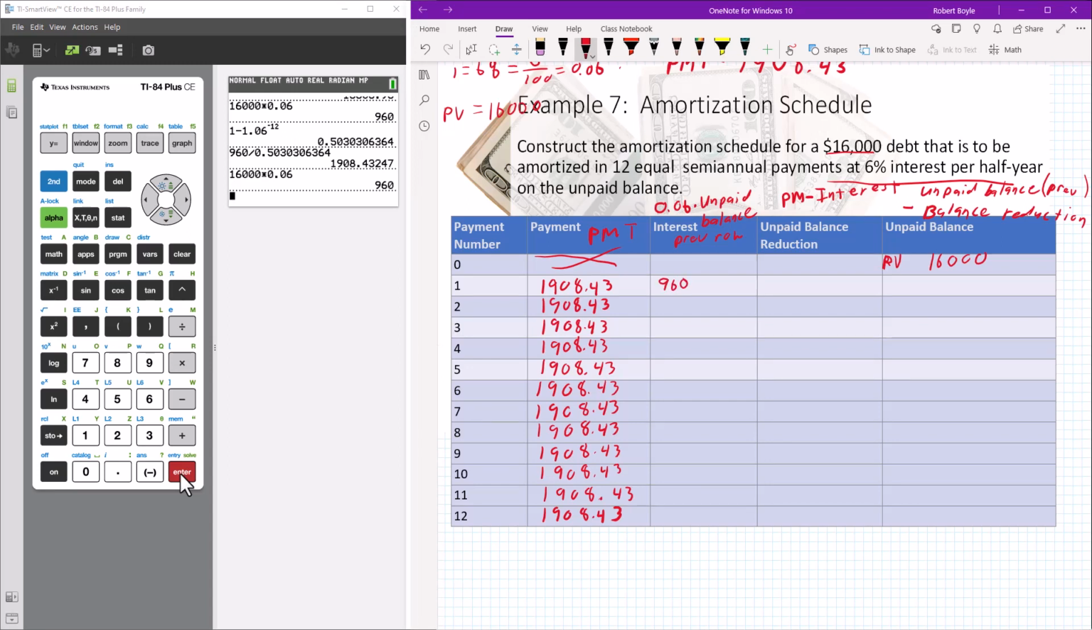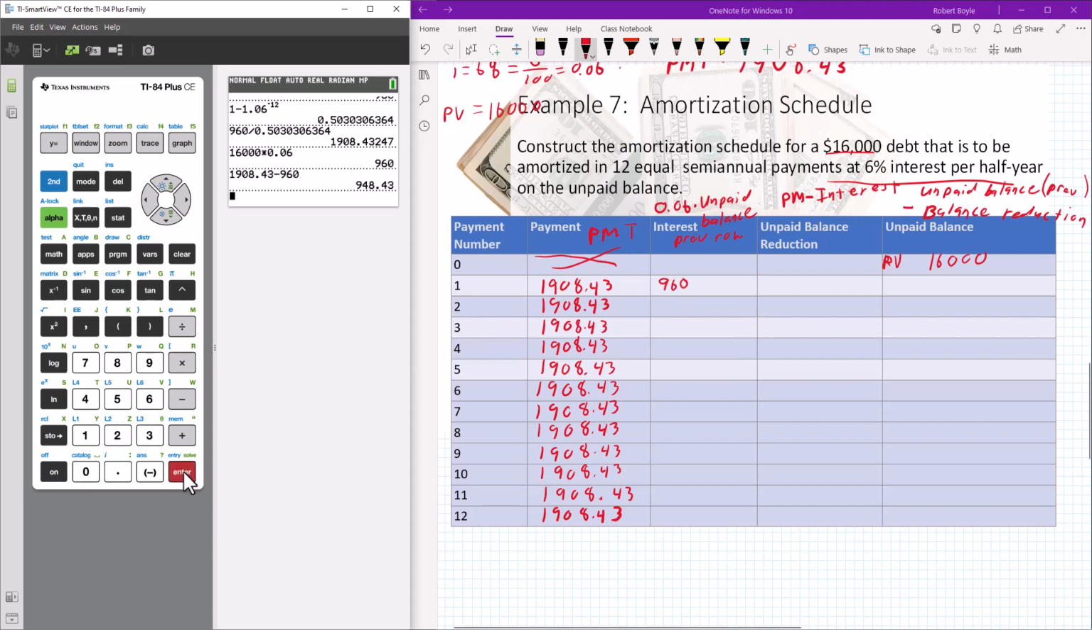The unpaid balance reduction is going to be the monthly payment, 1908.43, minus 960. This is the value right here. Because remember that your payment's either going to go to interest or paying off the principal. And that's going to give you $948.43.